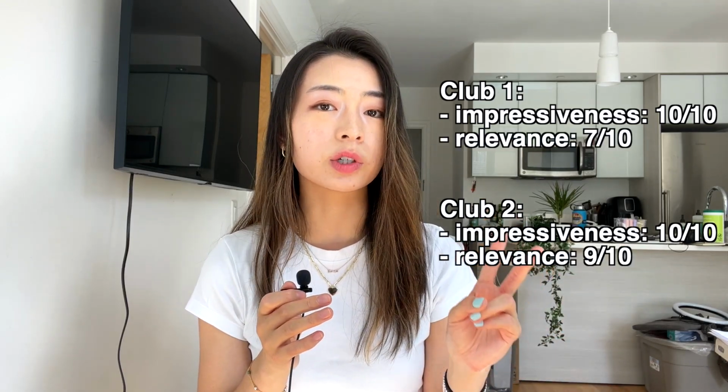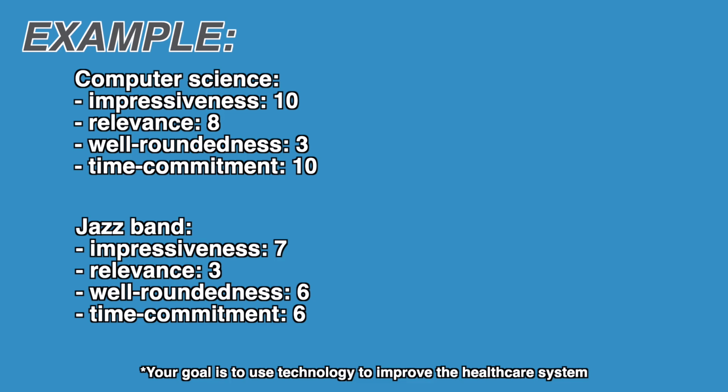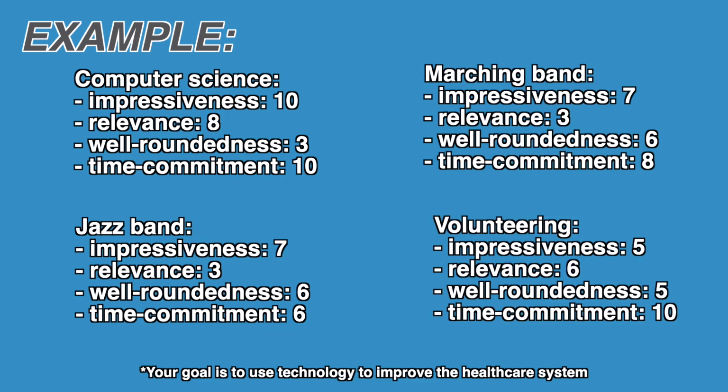But if you have two 10 out of 10 impressiveness, then you would look to the second rating, which would be relevance. Let's do a practice exercise. So say you have the computer science club, and then jazz band with these scores, marching band with these scores, and finally you volunteered a lot at the hospital. Pause the video and tell me how you would rank these.